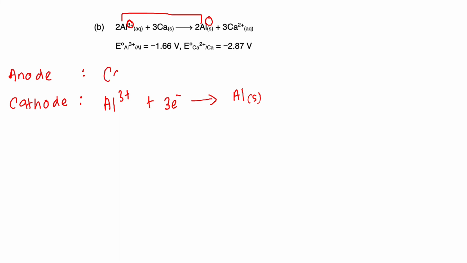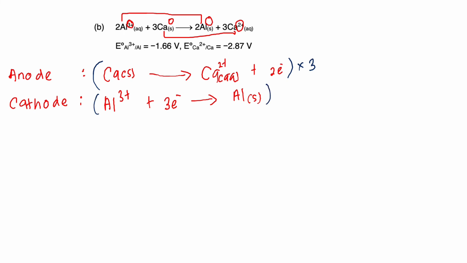And then at anode, our calcium will undergo oxidation. If you look here, you can see that the oxidation number is increasing. So we have this 2 plus 2e. Why do they become 2 and why do they become 3? Because this one you multiply with 3 and this one you multiply with 2. But we don't need the overall equation here. We need to determine whether it is spontaneous or not.